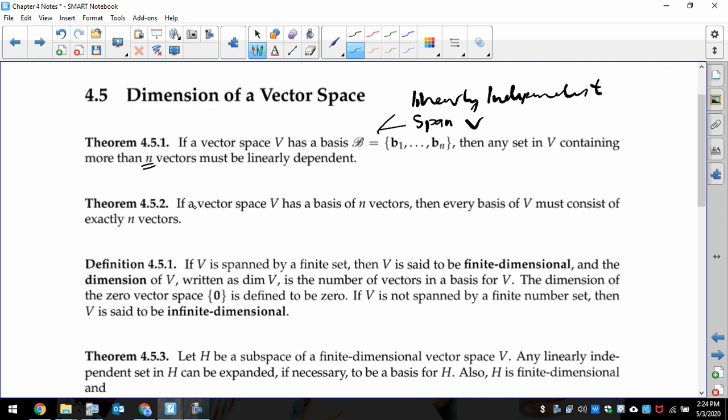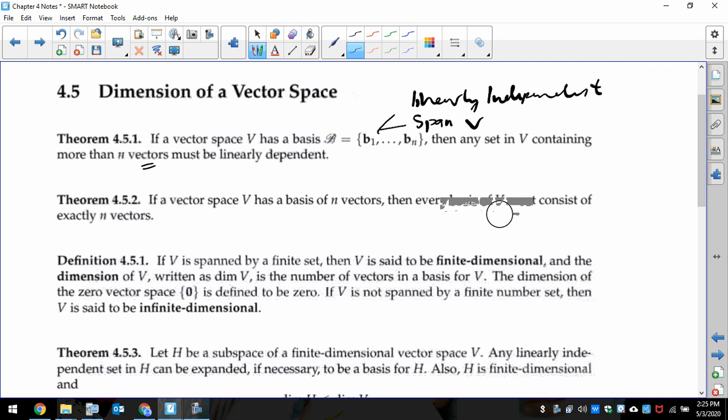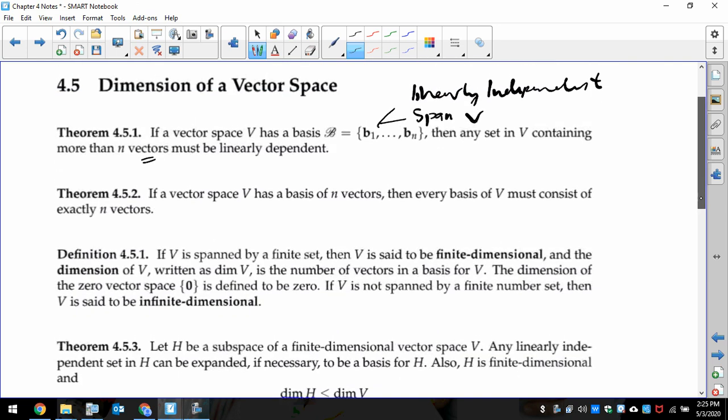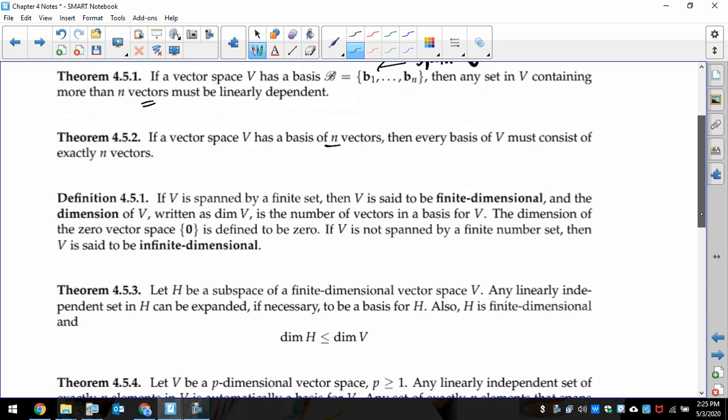So then that's what the next theorem says, is if you have a vector space V with n vectors, then every basis must also have exactly n vectors. So you can have multiple bases. You can have two different bases for the same space, and every basis has to have the same amount of vectors. So this letter n, the number n, I guess, is unique to that space. So that leads us, this theorem leads to this definition. We are safe to define what that number means.